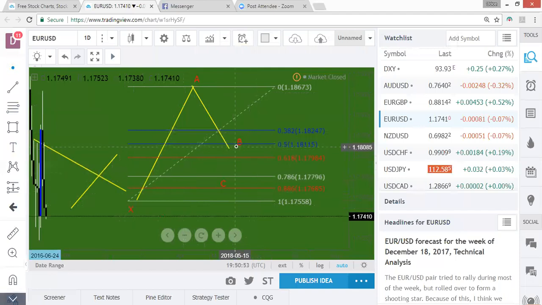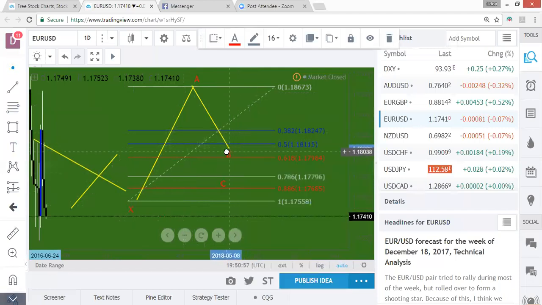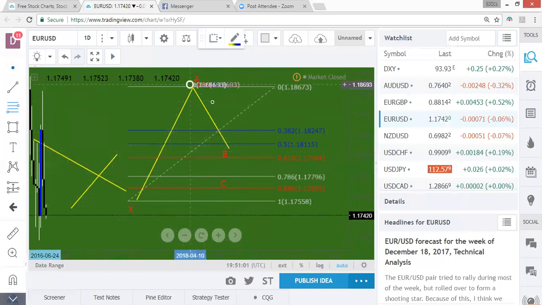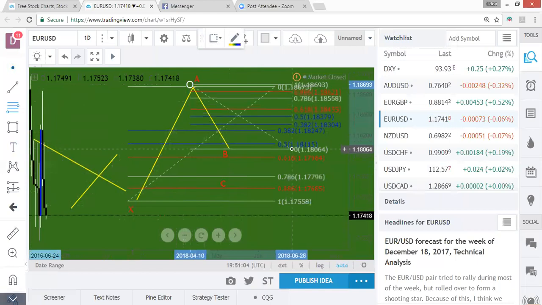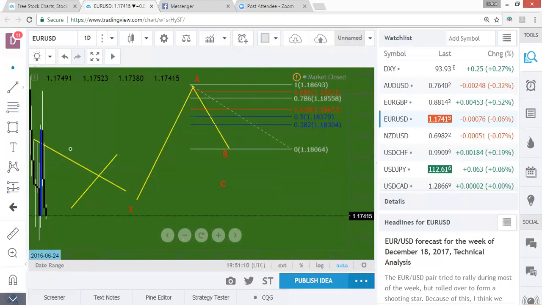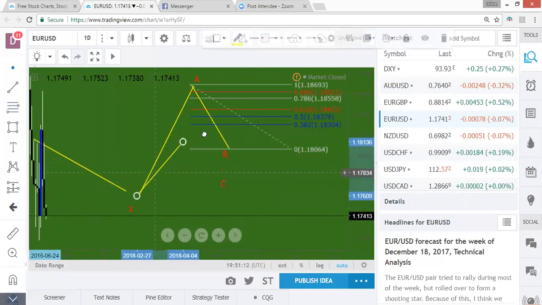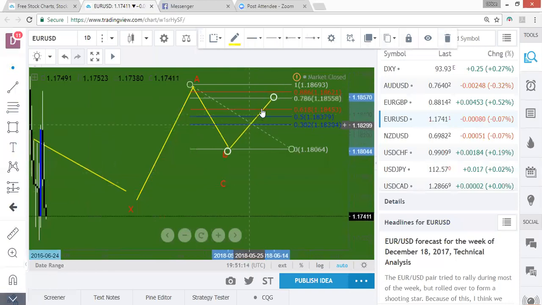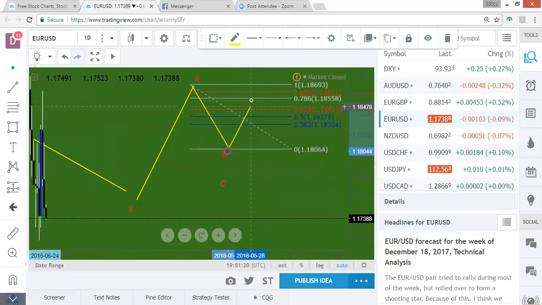All right, once we've noticed that we got a valid A to B move, bring out the Fibonacci retracement from A to B. And we're looking for the market to make a minimum pullback of about 382. But again, we can go 50%, 618, all the way to the 886, all the way to 100%.